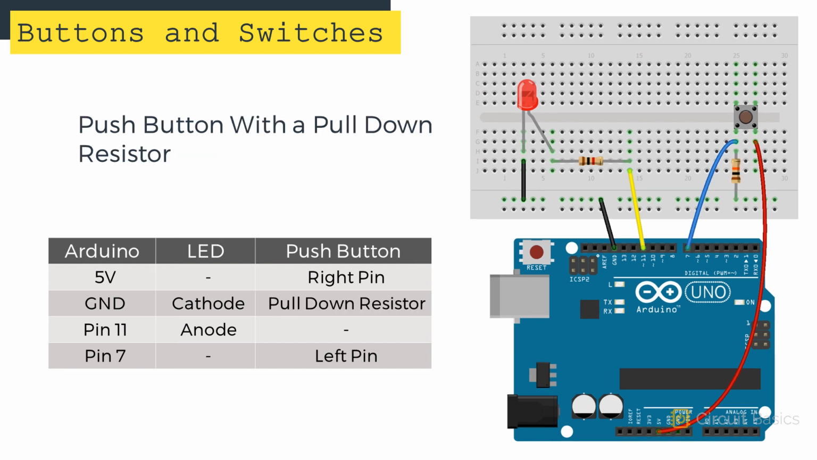But what if we put a resistor here? When the button isn't pressed, stray electromagnetic energy can flow to ground through the resistor. And when the button is pressed, current will take the path of least resistance and flow to pin 7. The resistor will also restrict the current flowing to ground when the button is pressed and prevent damage to the Arduino. This is called a pull-down resistor. Pull-down resistors tie a pin to ground to keep it in a low voltage state.